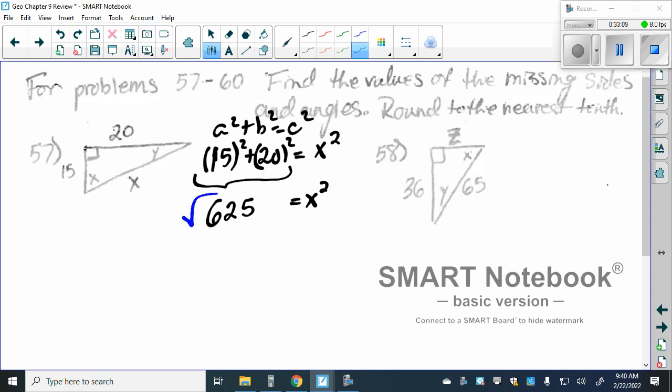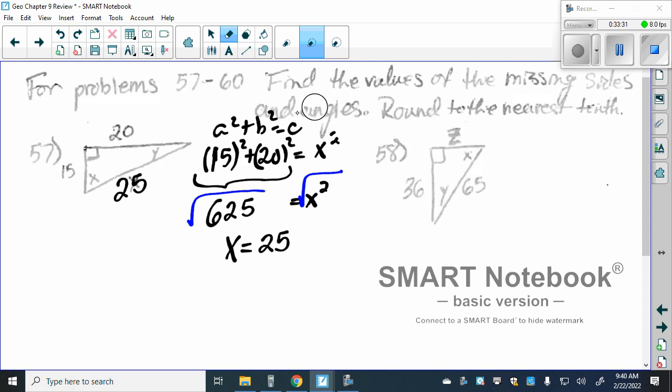Now at this point here, we would square root both sides, telling us x is equal to 25. Any questions on how we found this here? Okay. Bless you.